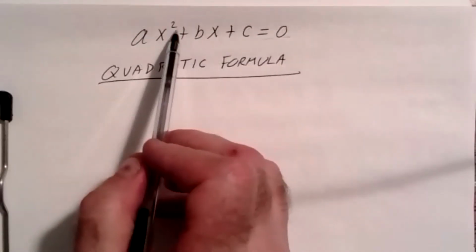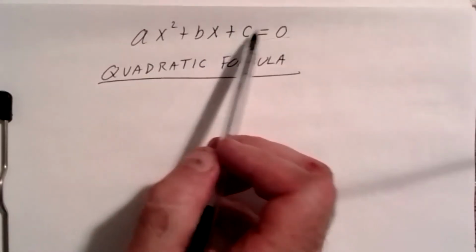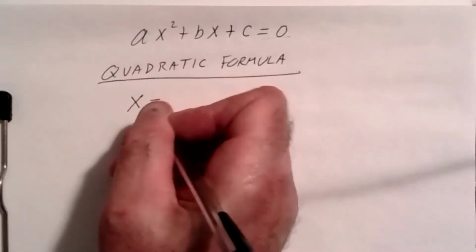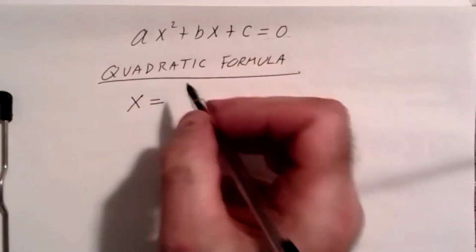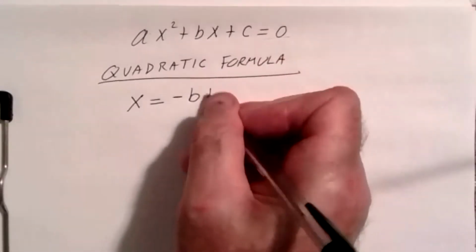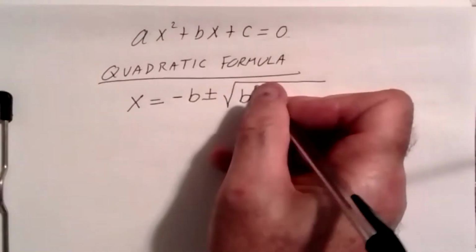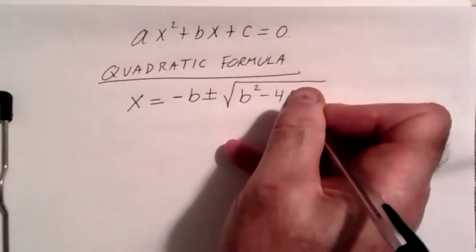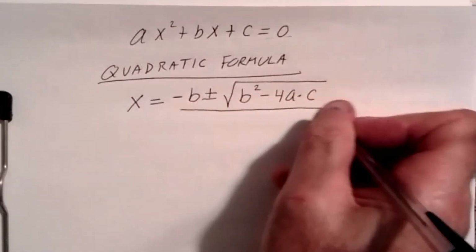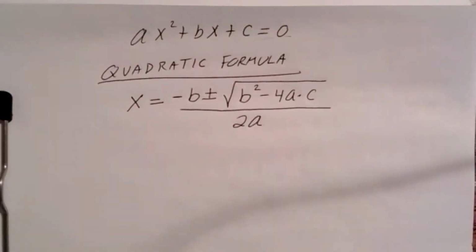The left side needs to be in descending order: second degree term, first degree term, constant term, and it better be set equal to 0. This would be your quadratic formula. Your solutions x are going to be the opposite of the linear coefficient, whatever b is, plus or minus the square root of b squared minus 4 times the leading coefficient a times the constant term c, all divided by 2 times the leading coefficient of a. That is called your quadratic formula.